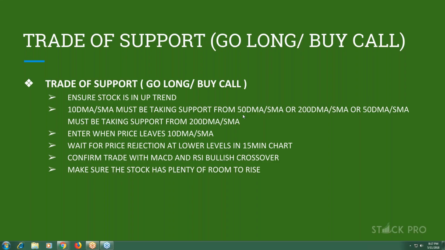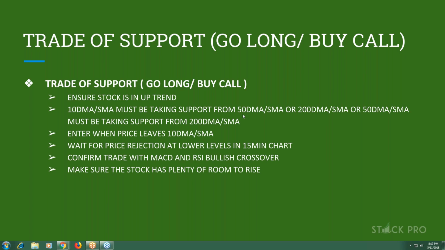So the next setup that we have is trade of support. Whenever you find a trade of support, you have to go long, right? You go long means you have to buy. Please remember the time frame. It has to be 1 day. The time frame has to be 1 day. Support has to come in 1 day.